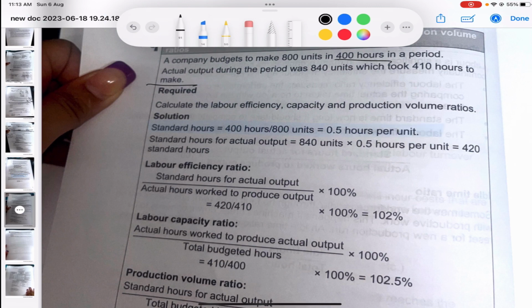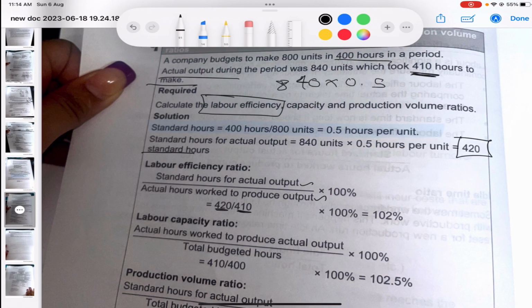Next, how many hours are you going to take for actual output? 840 units were made. So 840 units multiplied by 0.5 hours per unit would give you 420 standard hours. Now you have the standard hours per unit and the total standard hours. Let's start with the ratios. First is the labor efficiency, which is standard hours for actual output divided by actual hours worked multiplied by 100.